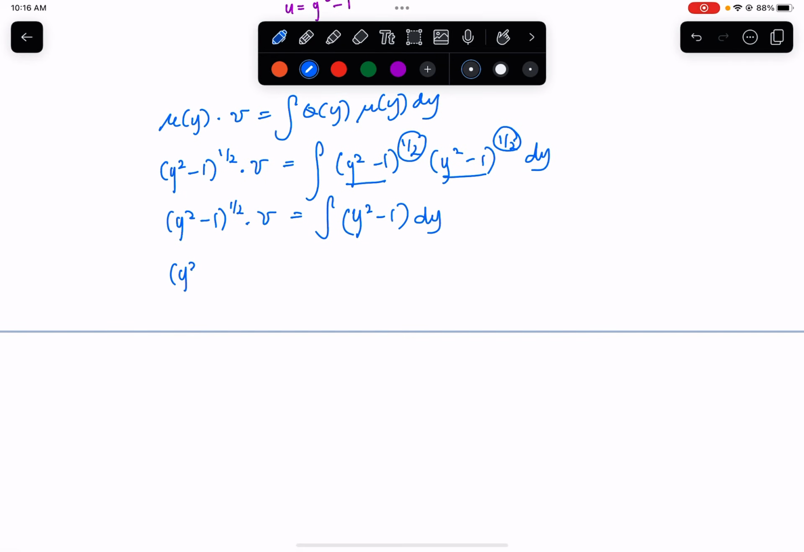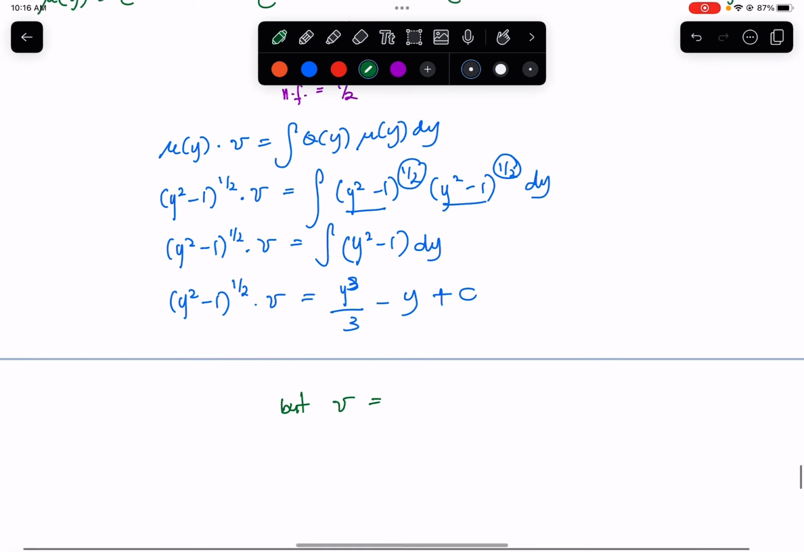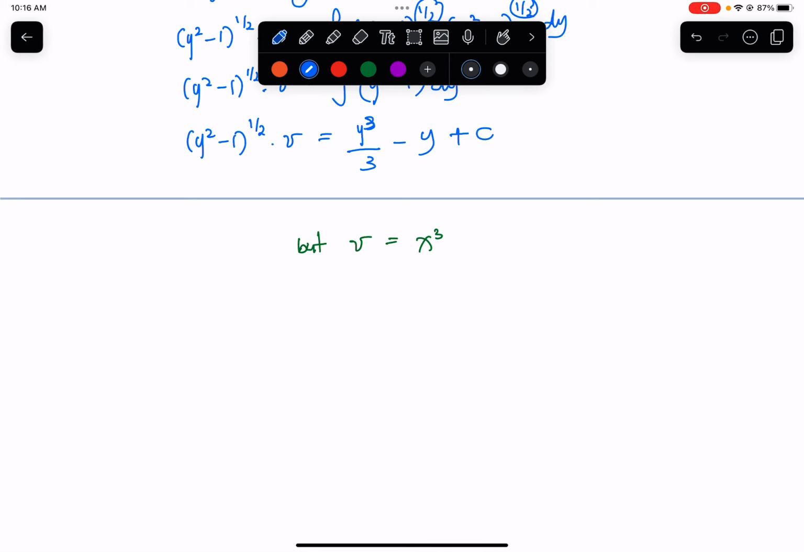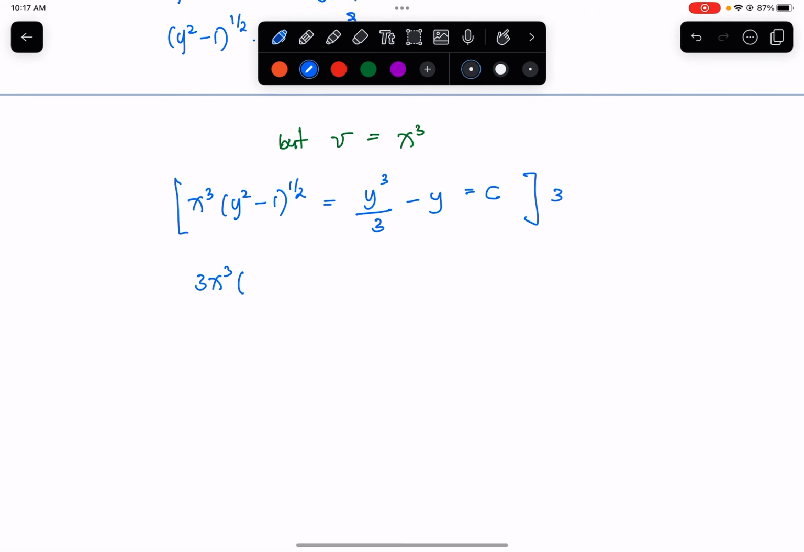And then we integrate. So y squared minus 1 raised to 1 half times v will be, using the power rule, y cubed over 3 minus y plus c. But what is our assumption with v? v is x cubed. So that gives us x cubed times y squared minus 1 raised to 1 half is equal to y cubed over 3 minus y plus c. Multiplying everything by 3, we finally have 3x cubed times y squared minus 1 raised to 1 half is equal to y cubed minus 3y plus c.